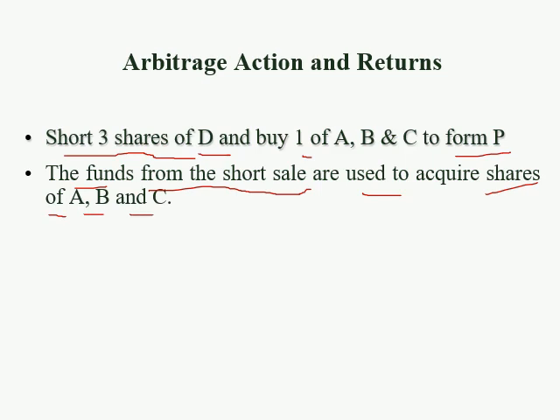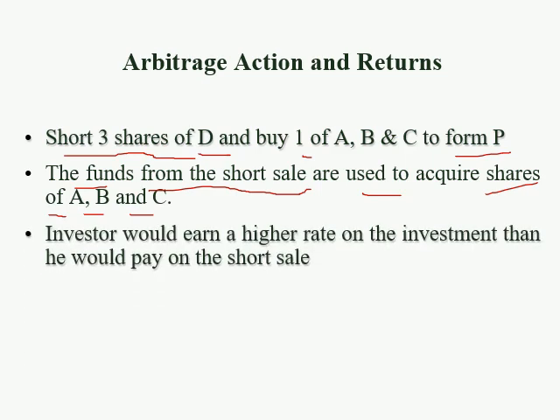هناخد الفلوس دي بتاعة الشورت سيل من دي ونجيب بيهم أو نشتري بيهم A, B, and C ونعمل البورتفوليو بتاعتنا اللي هي B. Investor would earn زي ما شفنا A, B, and C بتحقق higher return، يبقى الانفستور would earn higher rate on the investment than he would pay on the short sale. لما بعد كده بعد وقت هيلاقوا ان هو حقق higher return من ال A, B, and C than he would pay لو التكلفة او اللي هو هيدفعها لانه عمل short sale لدي.